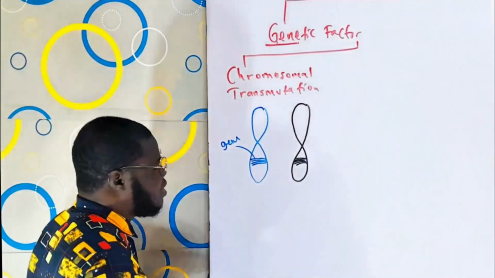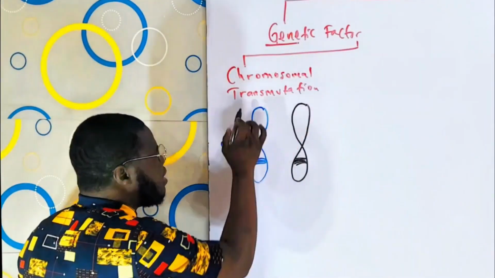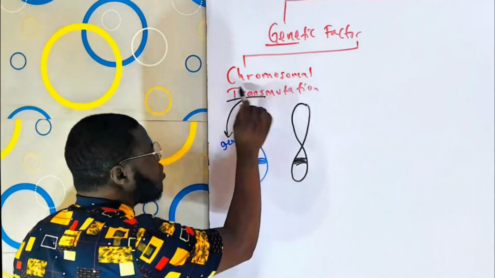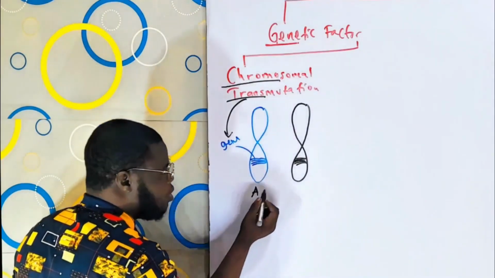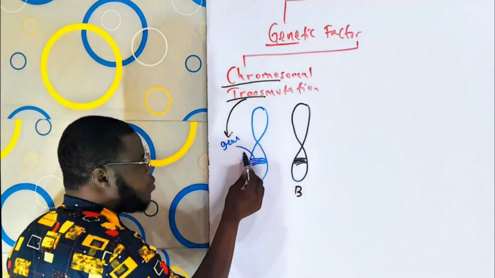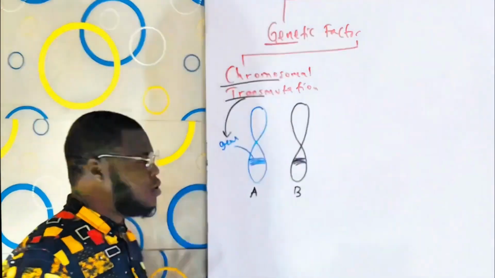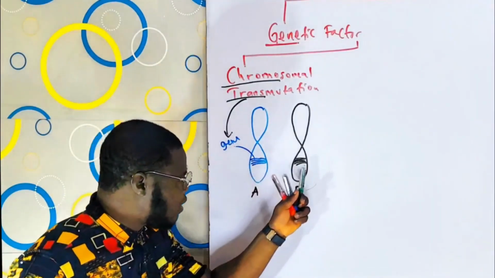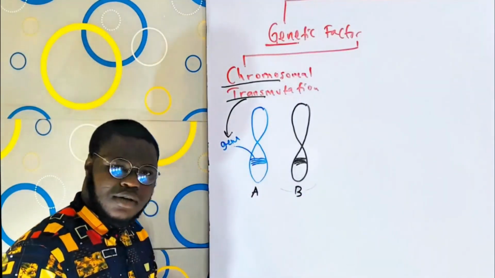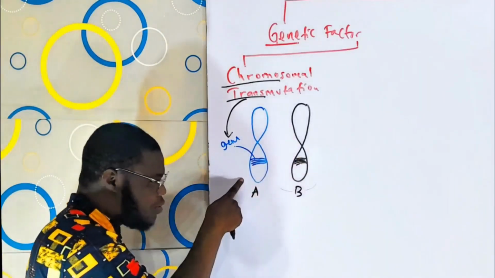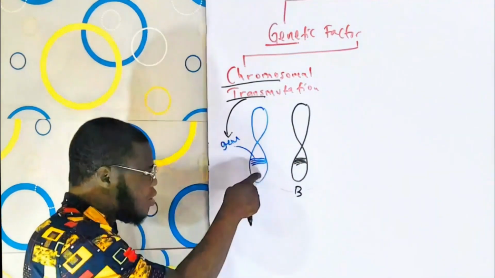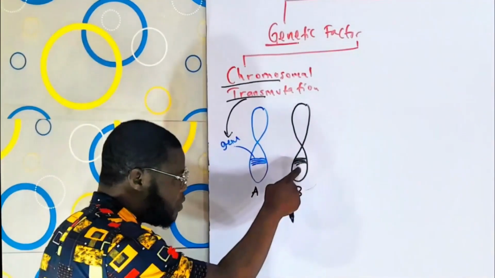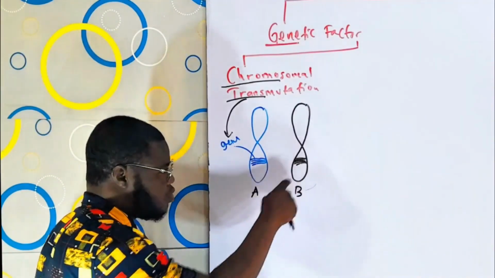So in chromosomal transmutation, there's actually a transfer of gene from one chromosome to another. If this is chromosome A and this is chromosome B, the gene from chromosome A can break off, travel to this side and start living with this one. When this happens, there has been a change in chromosome A, which is the lack of that gene, because the gene has left. And there's a change as well in chromosome B, which is addition of this gene.